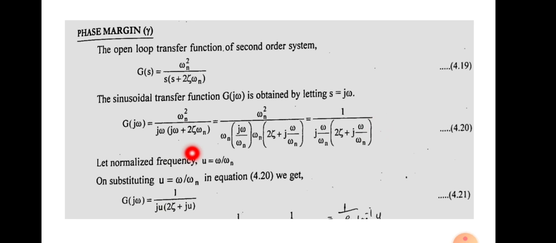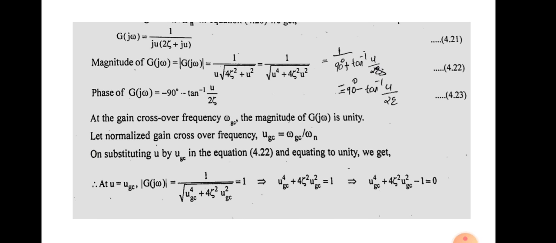The normalized frequency u is equal to omega divided by omega_n. That means we have to substitute omega by omega_n as u. So here is the term omega by omega_n, so we can replace it with u. On substituting u equal to omega by omega_n, we will get the equation G(j omega) equal to 1 divided by ju into (2 epsilon plus ju). This is a simple substitution for omega by omega_n equal to u. So we get G(j omega) as 1 by ju into (2 epsilon plus ju).